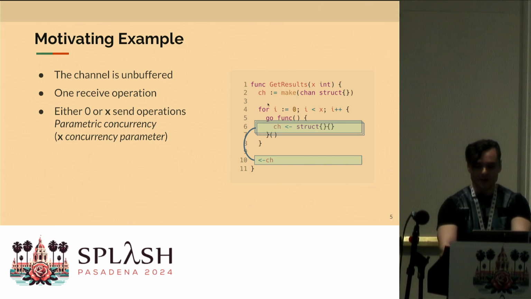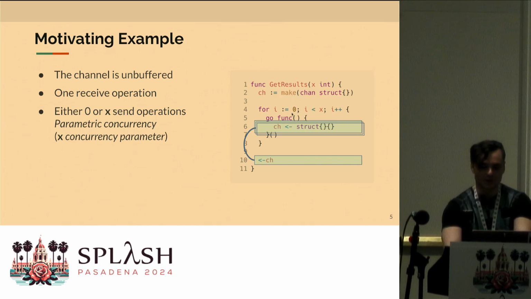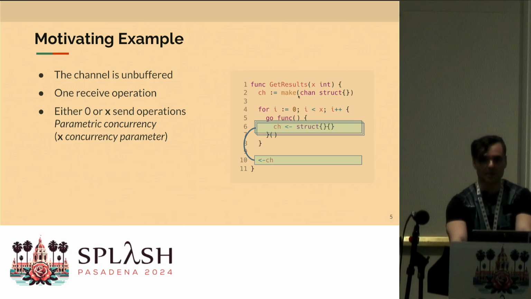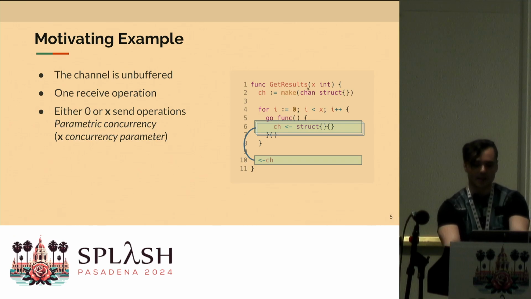So here on the right, we have a function called getResults that takes some integer parameter x. Then it creates a channel, and then in a for loop that iterates x times, it creates one Go routine for each iteration, each of which tries to send a message over the channel. Meanwhile, the parent Go routine tries to receive a message over that channel.